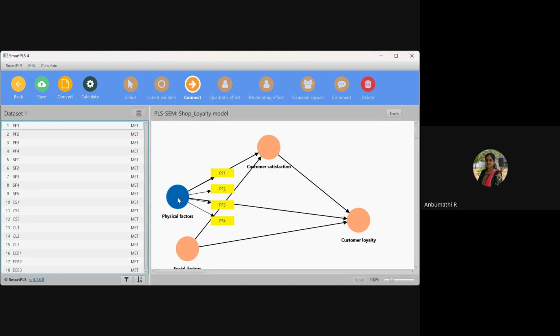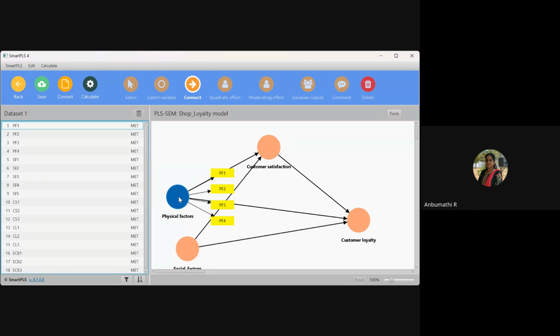You will see physical factors turn blue. It means that it is satisfied, it has got the indicators. Right? If the color doesn't change, madam? Generally, it will change. If it doesn't change, there is some problem. If the indicator is not there, it will have a different color.